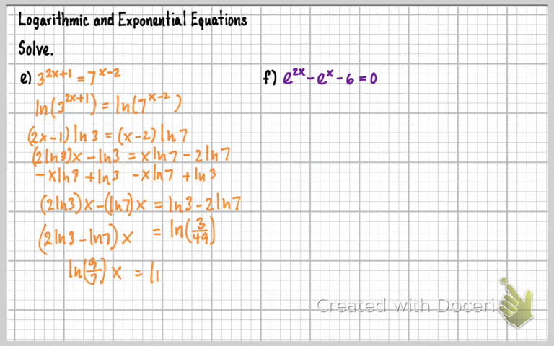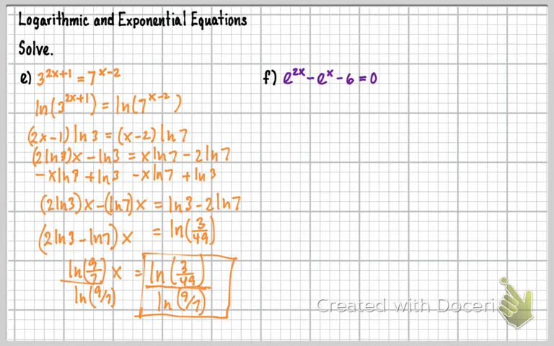And that equals the ln of 3 over 49. So now I'm going to divide by the ln of 9/7, and divide by the ln of 9/7. And we get x equals that answer there. And that's my final answer for this one.